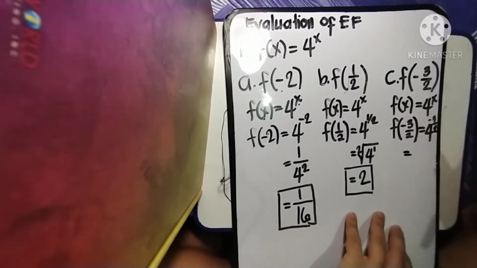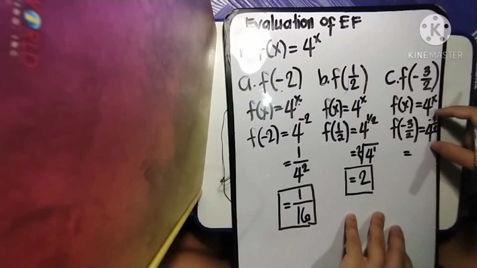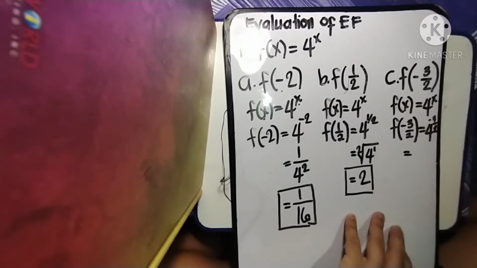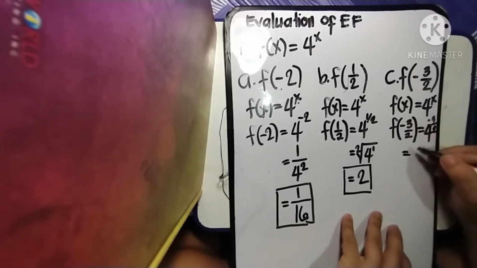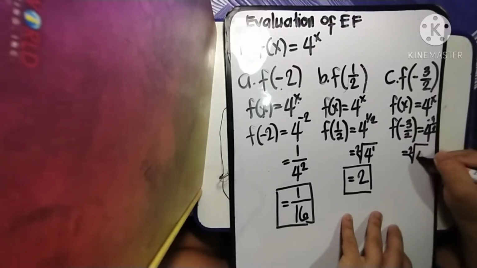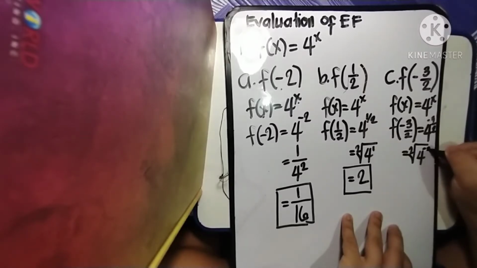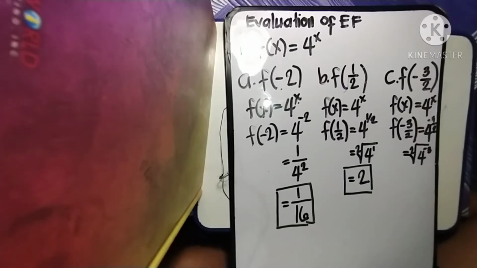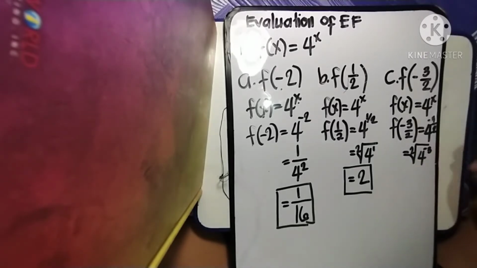So, copy, then apply. Apply it in radical form. Okay? So, write it into radical form. The denominator is 2, so the denominator will become the value of our index. Then, our base is 4. Then, the exponent is negative 3. Okay. So, we have square root of 4 to the power of negative 3.